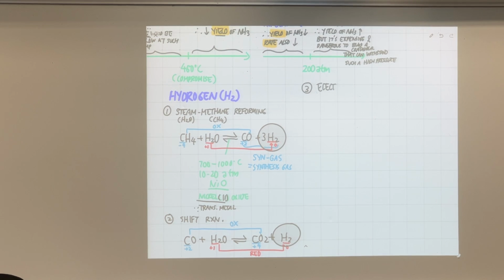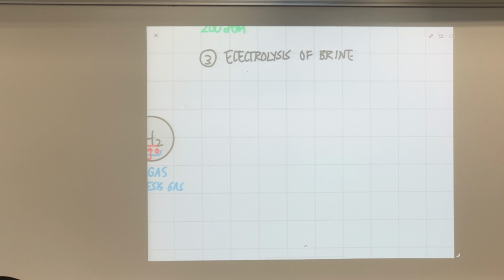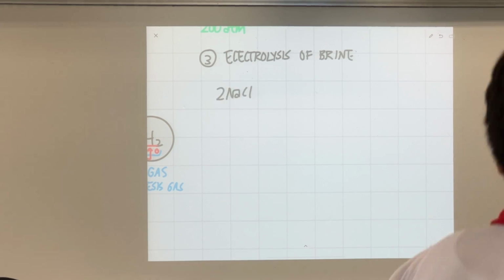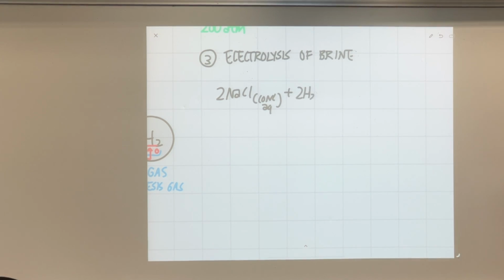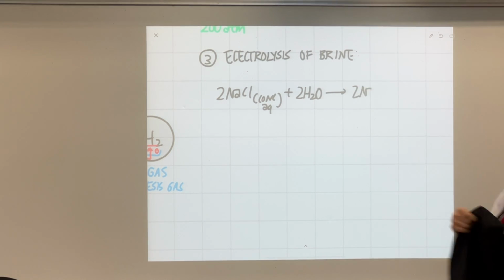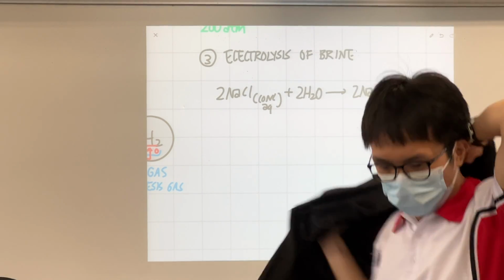Electrolysis of brine. Brine means seawater, which is basically a concentrated solution of sodium chloride. So electrolysis of brine. We will look at this later on page 4, so allow me to touch on this very lightly. 2 NaCl concentrated aqueous solution plus 2 H2O will give 2 NaOH plus hydrogen and chlorine.